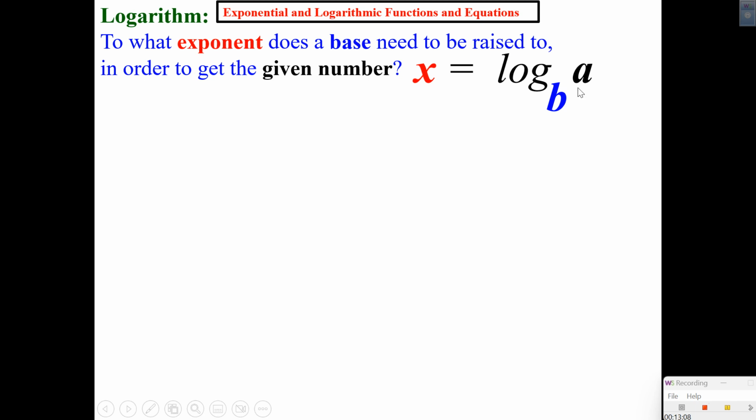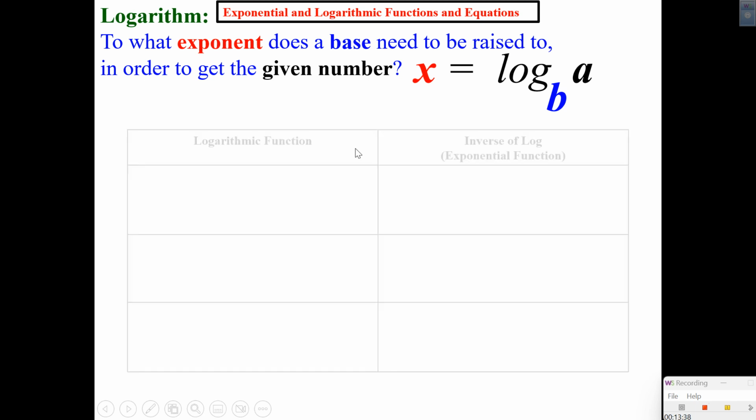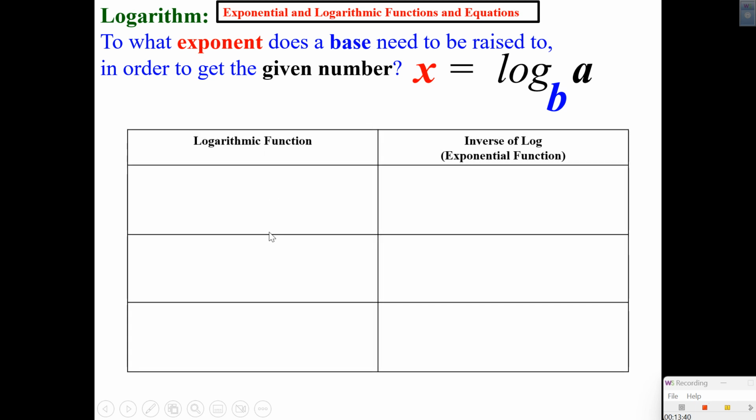This question is here. So in order to practice this, copy this table underneath. One column, title it logarithmic functions. The other column, title it inverse log or exponential function. And we're going to write this function in the first row right there. Copy and go.